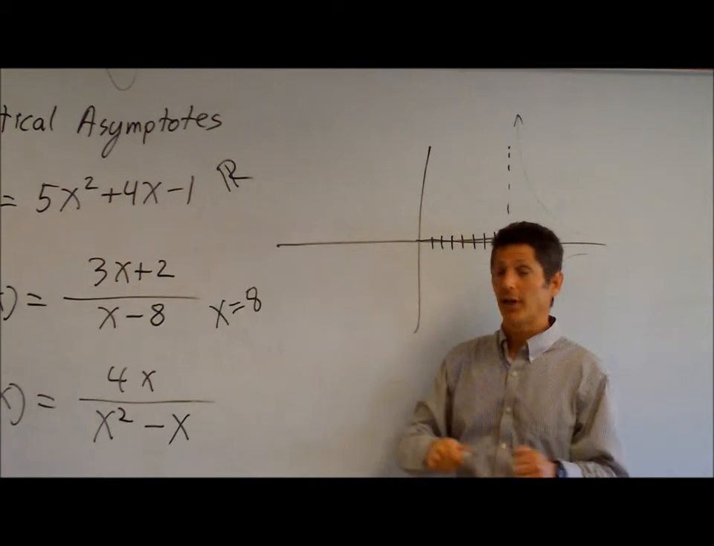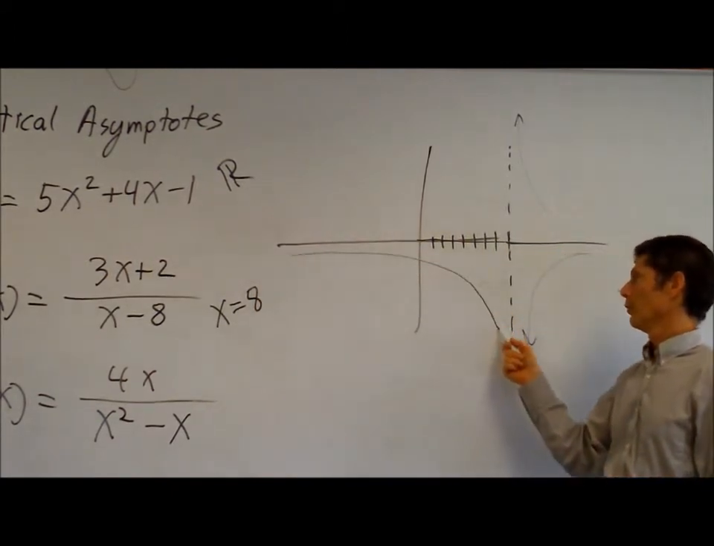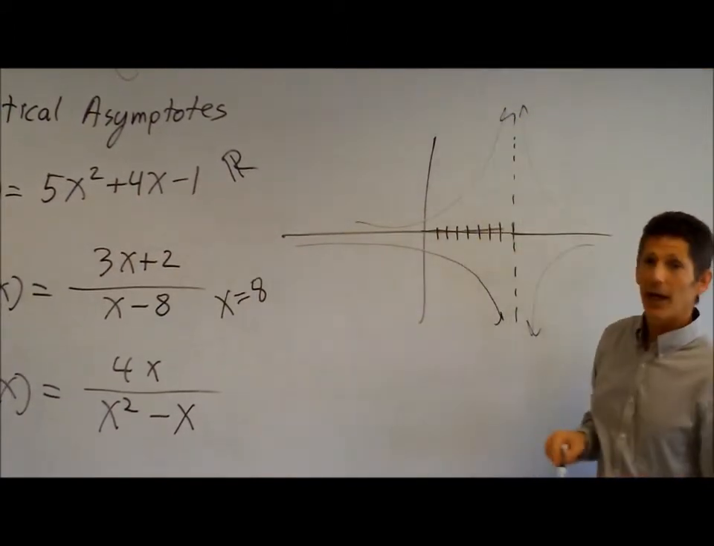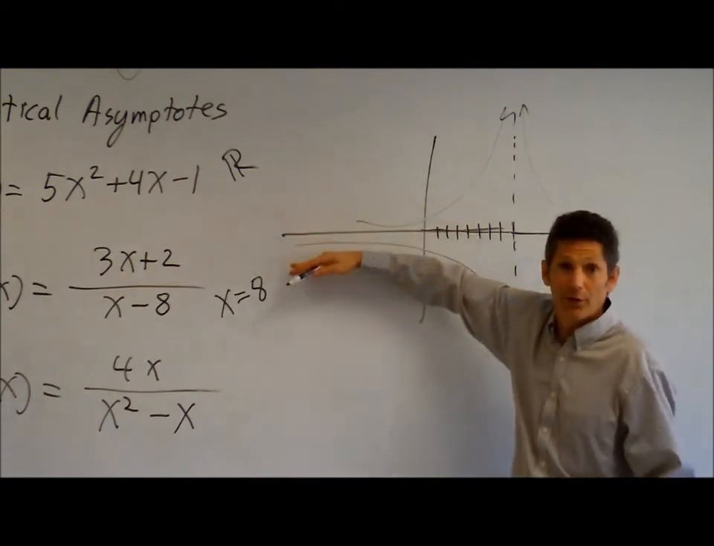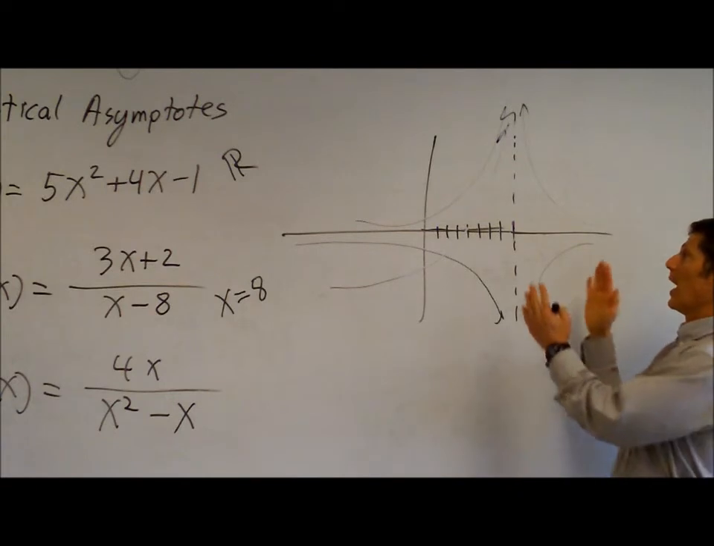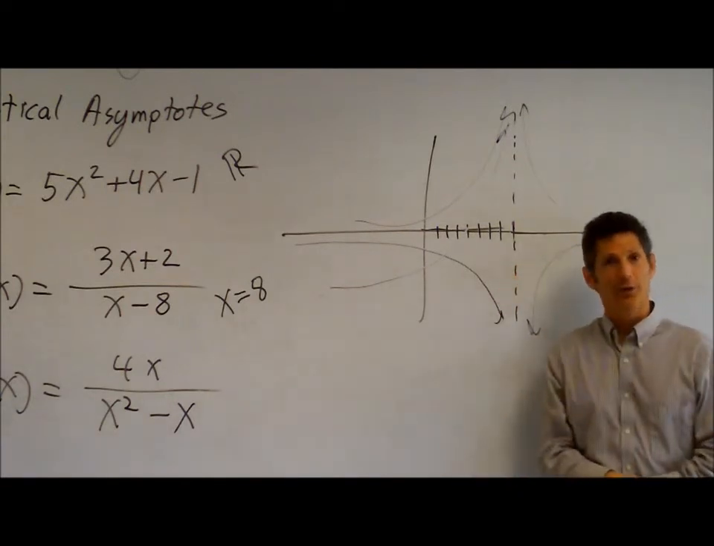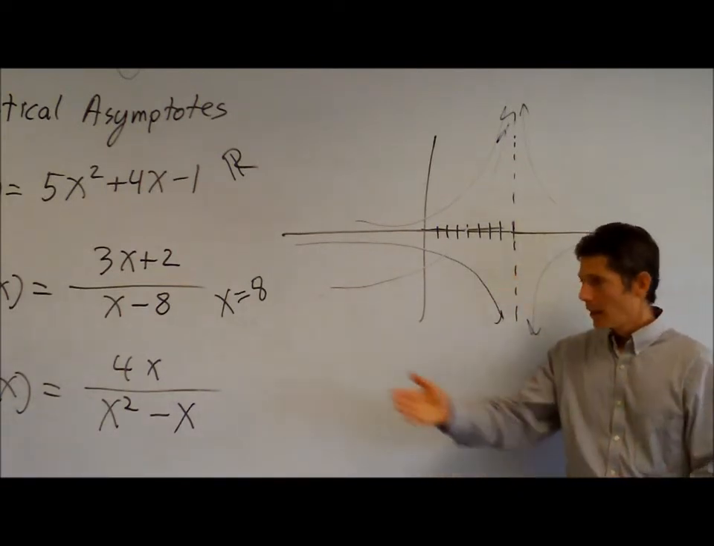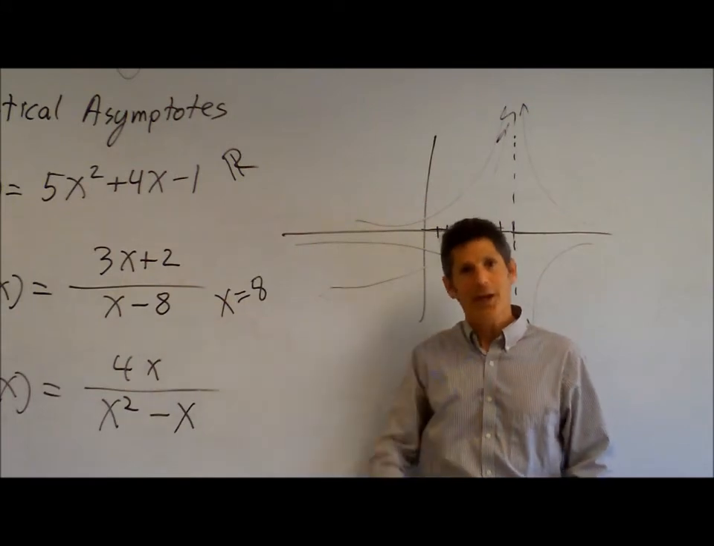And same thing from the other side. It either goes down like that or up like that. Maybe it comes up like this. Who knows? All I'm saying is I'm not allowed to cross this vertical asymptote, because the function doesn't exist when x equals 8. It's undefined there. That's what we're saying.